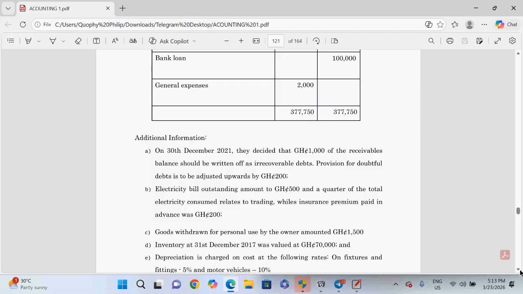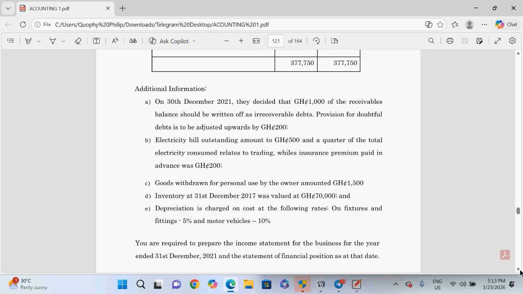E. Inventory at 31st December 2021 was valued at 70,000. F. Depreciation is charged on cost at the following rates: on fixtures and fittings 5% and motor vehicles 10%. You are required to prepare the income statement for the business for the year ended 31st December 2021 and the statement of financial position as at that date.